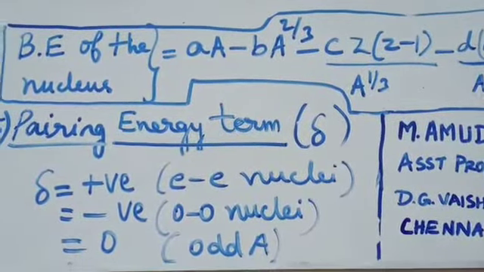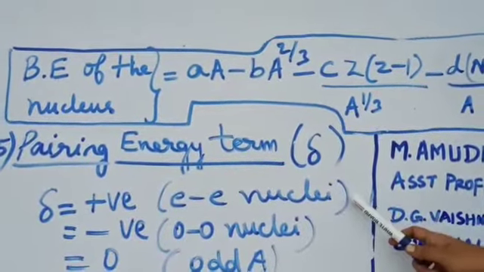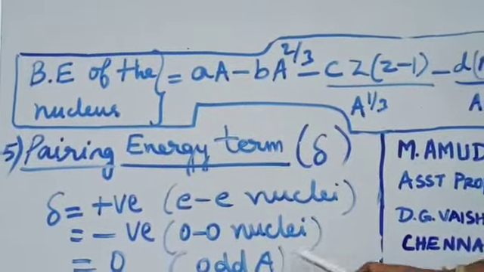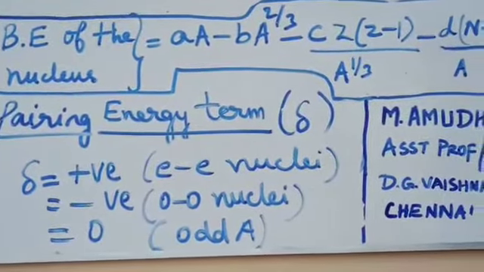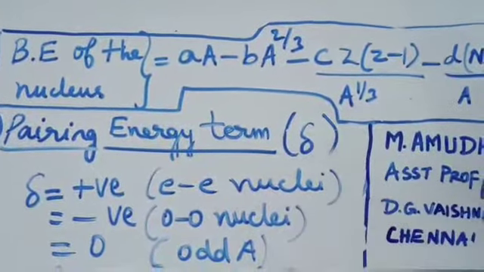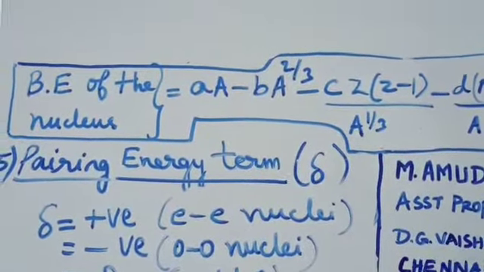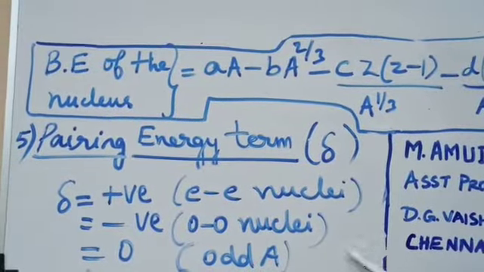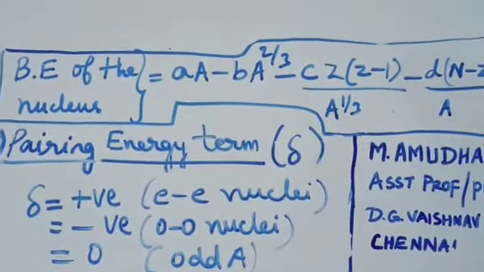The last energy term is called the pairing energy term, represented as del. If the value of del is positive, that applies to even nuclei. If the nucleus is an odd nucleus, then the value of del is negative. For odd mass number, if the nucleus mass number is odd, then the value of del is equal to 0. This term is otherwise called the correction term. For even nuclei, this term has to be added. For odd nuclei, this term has to be subtracted. And if the nucleus has an odd mass number, then the value of del is equal to 0. So we can also call this the correction term or pairing energy term.